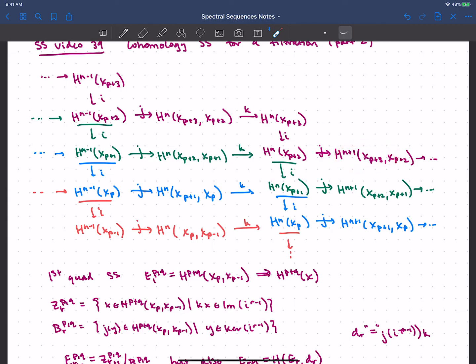It's supposed to be something where I have some Y goes to J of Y, and then I ask how many I's kill it, right? So if it's in B4, then applying I 3 times should kill it. I should be in the kernel of I to the R minus 1. And if it's in B4 but not B3, that means that sending it down twice shouldn't be 0.